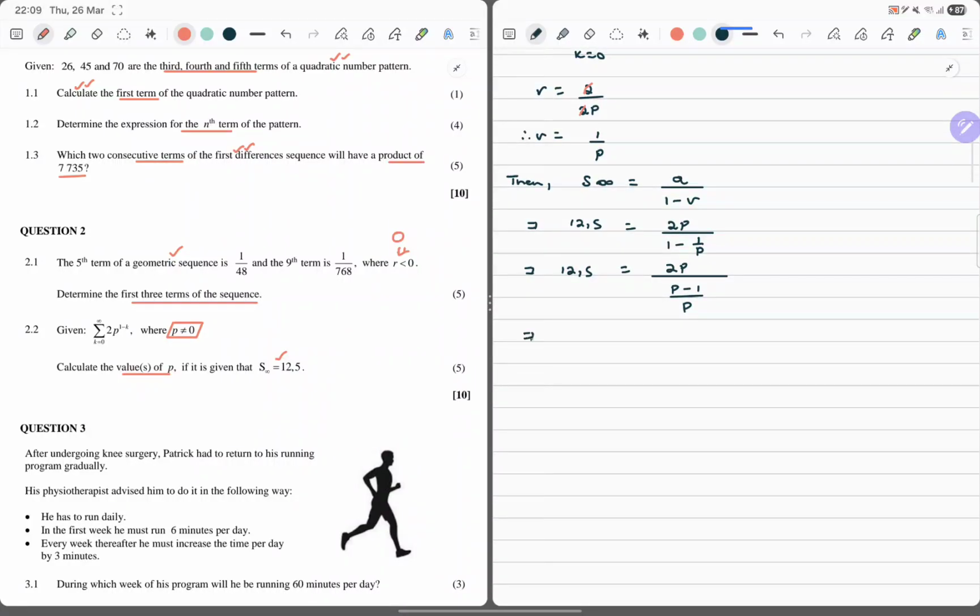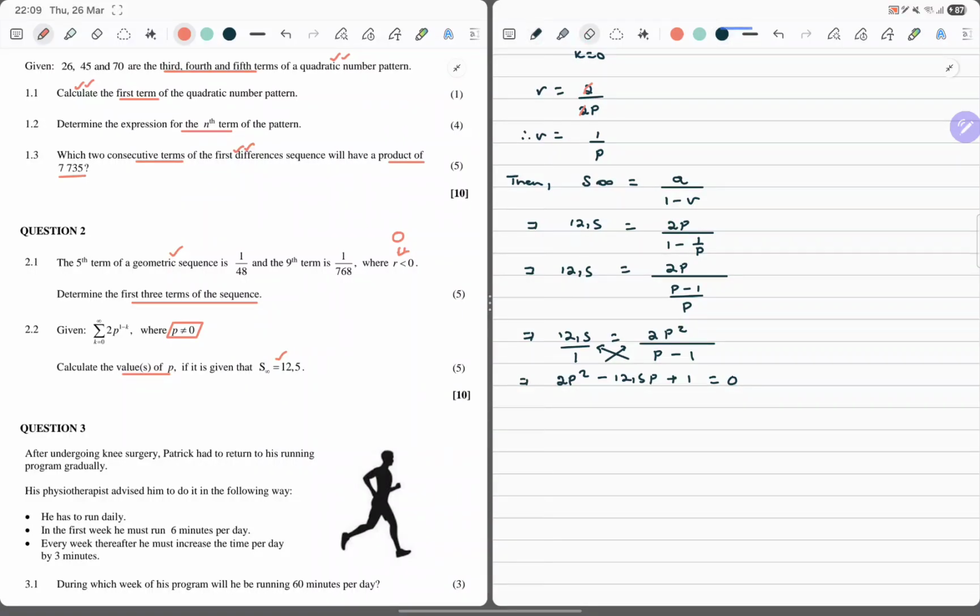Now when we sort this out further, this is 12,5 equals, we flip this, we're going to get 2p squared divided by p minus 1. Now this is over 1. We cross multiply. We will get 2p squared. Then we move this in, it's going to be minus 12,5p. And then it's going to be plus 1 equal to 0.